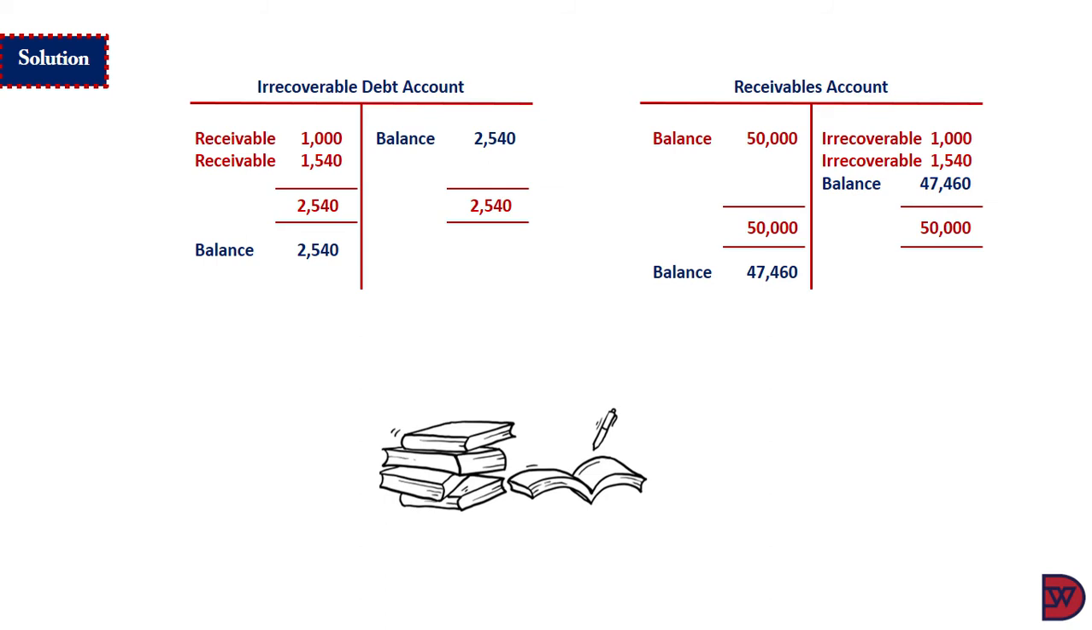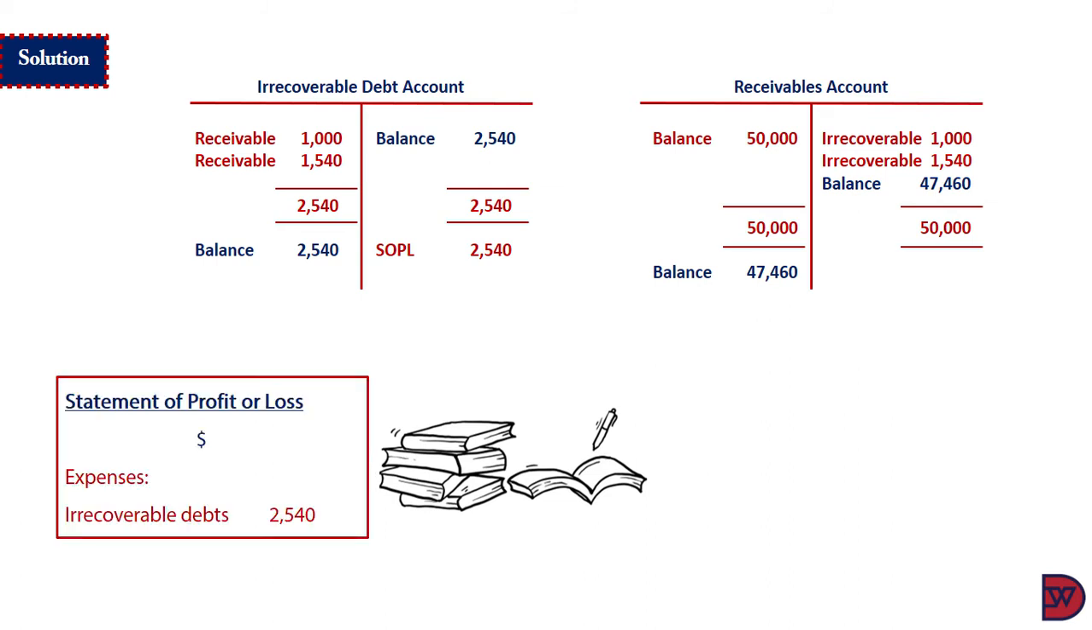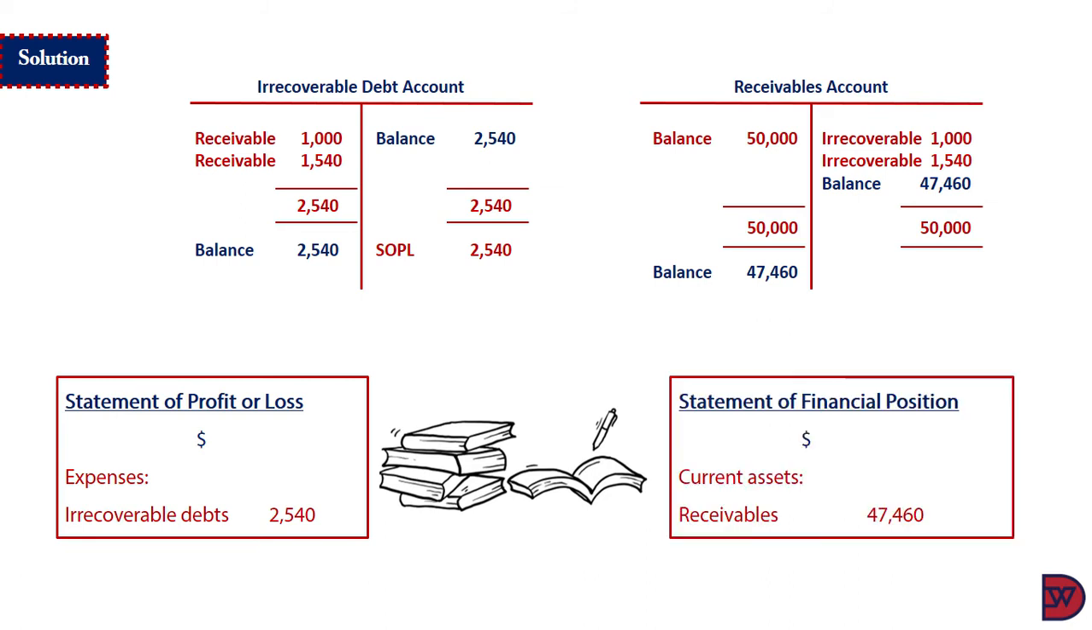After balancing an account, we have to close it off. Irrecoverable debts account, as we said earlier, is an expense, so we have to close it by crediting the account with $2,540 in the name of statement of profit or loss account. Then we place the amount in the statement of profit or loss account. Now the receivables account is a balance sheet item, it's an asset, so we move it into the statement of financial position under current assets column.